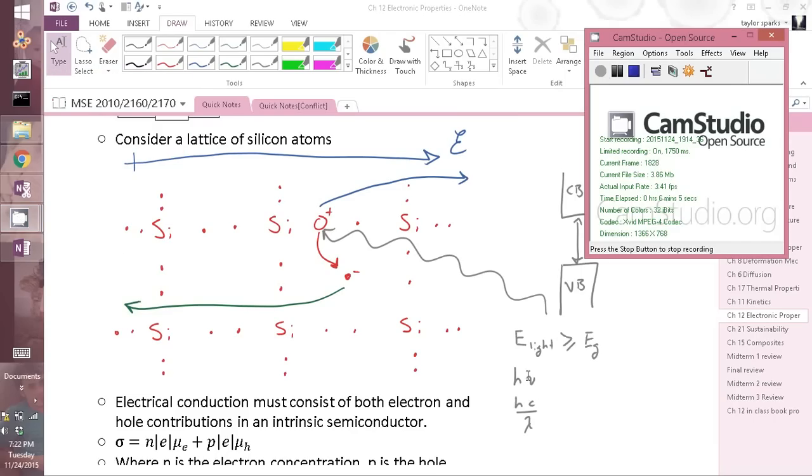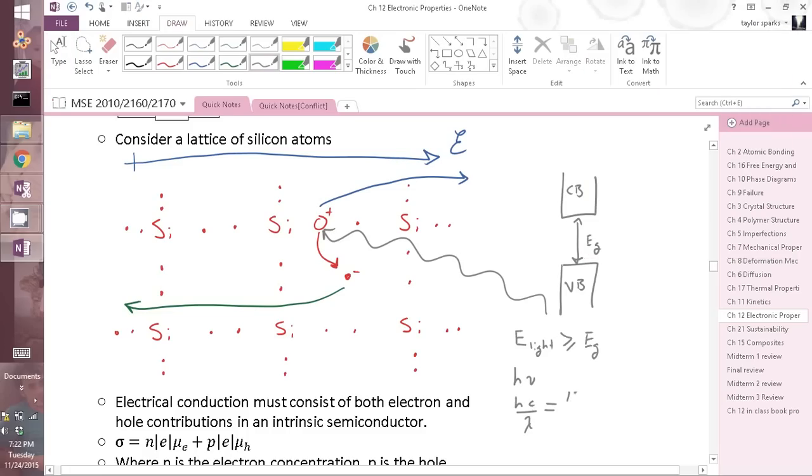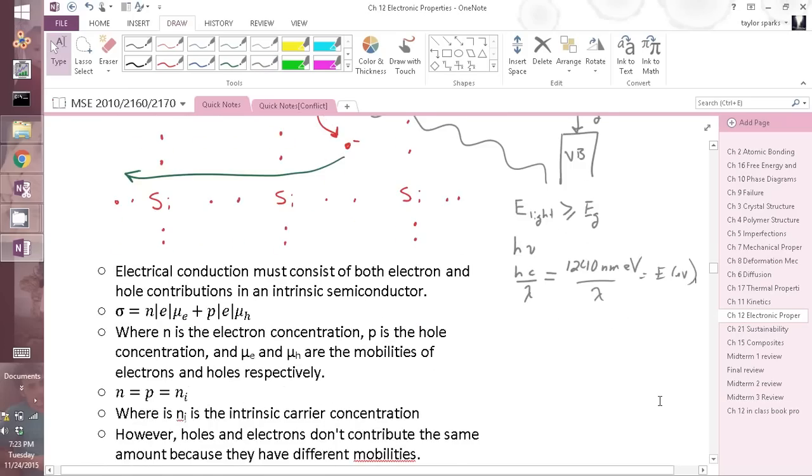Okay, when we plug that in for hc over lambda, we remember that our general expression for this was equal to 1240 nanometer electron volts divided by the wavelength equals the energy in electron volts. So in this case, when we plug it in for 1.1 electron volts, we find that the wavelength is equal to 1,126 nanometers.